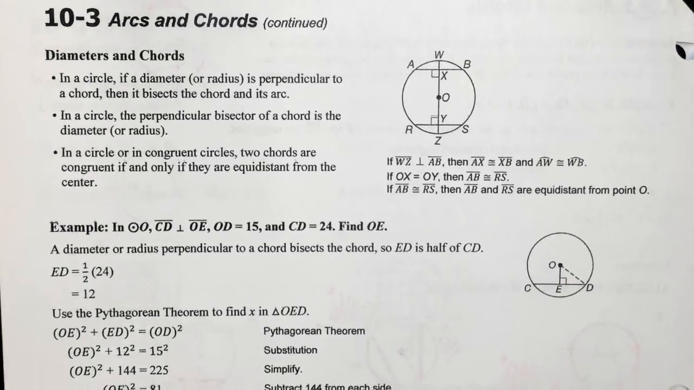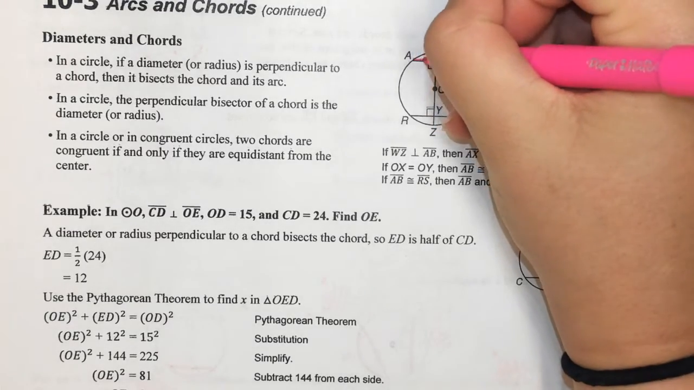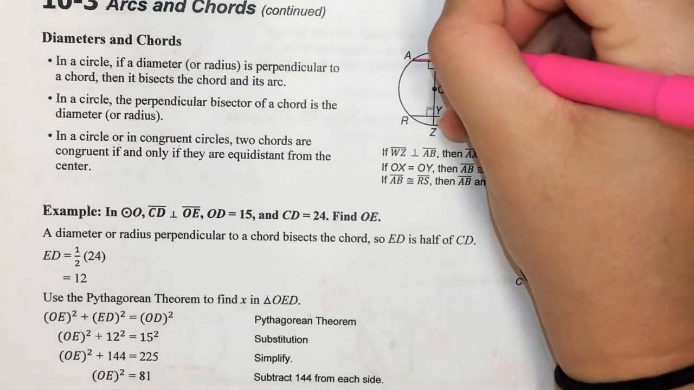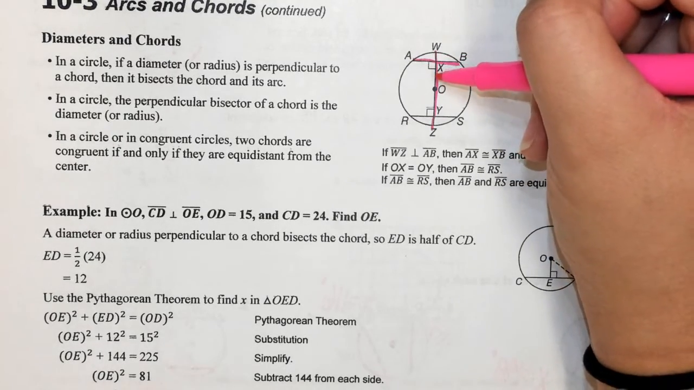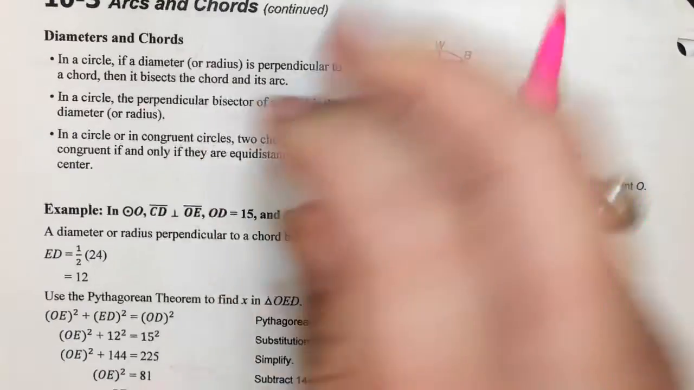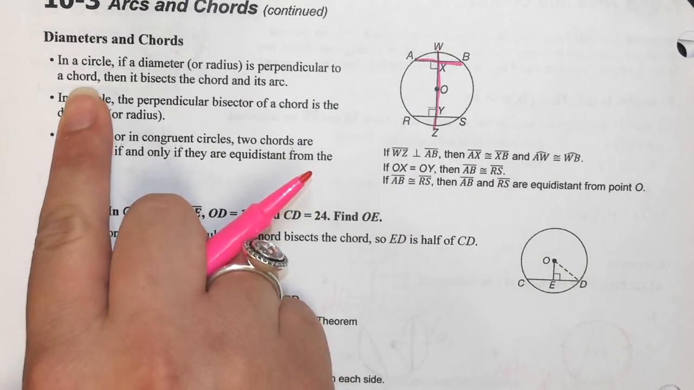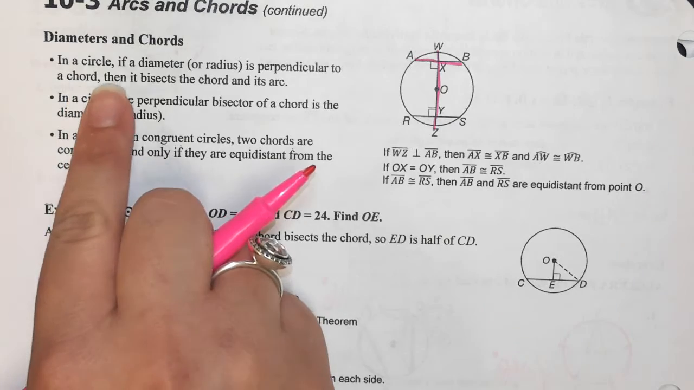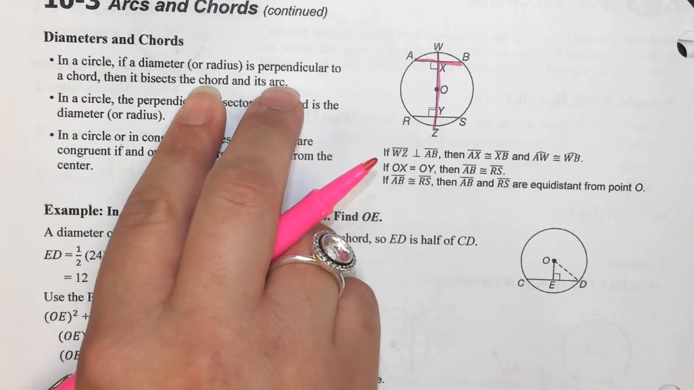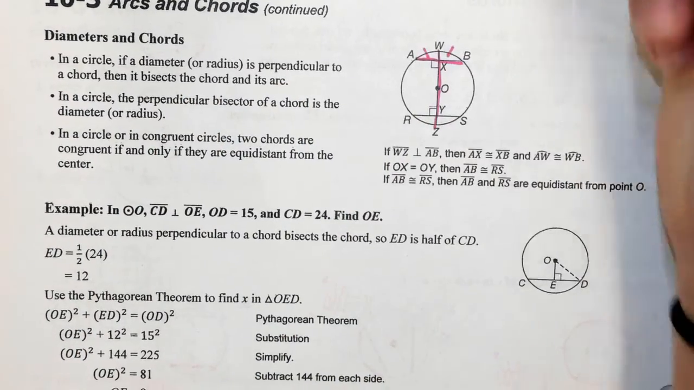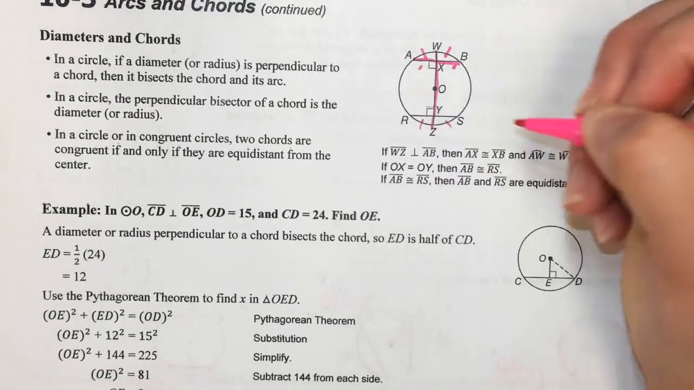Next piece of lesson 3 is dealing with diameters and chords. If there's a chord, like chord AB, and there's a diameter, for example WZ, then AX is congruent to XB. In a circle, if a diameter is perpendicular to a chord, so it makes what kind of angle? Right angle. Then it bisects the chord and the arc. Bisects means it cuts it in half. So this is congruent to this, and this is also congruent to this. Same for down here, RZ congruent to ZS.